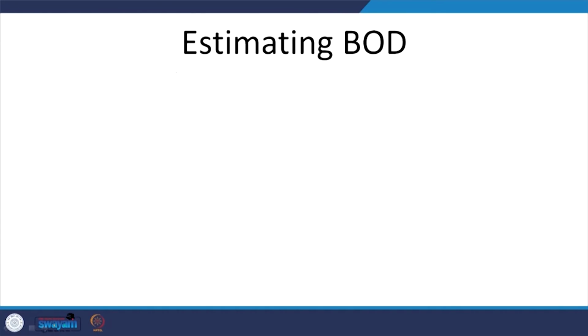So, what do we have? We know that volume of the mixture into BOD of the mixture will give me the organics in the mixture, which will be equal to the volume of the dilution water into BOD of the dilution water plus volume of the sample into BOD of the sample. This is what I am actually trying to get at.